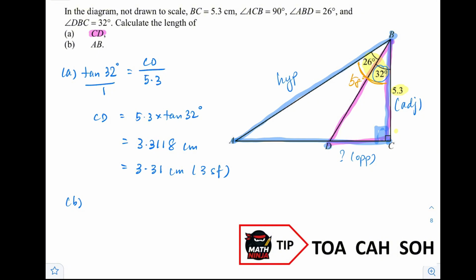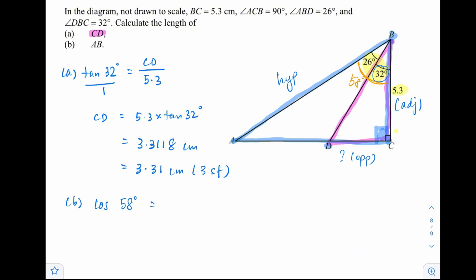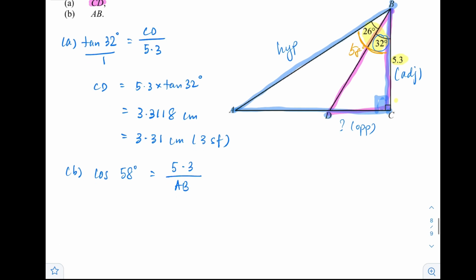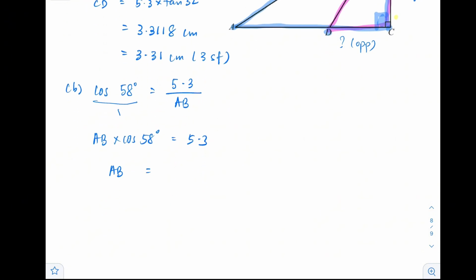So since we have the adjacent side, we want to find the hypotenuse, then we need to use our cosine ratio. So we have cosine of the reference angle, which is 58 degrees. Again, 58 comes from the sum of 26 degrees plus 32 degrees. So cosine of the reference angle equals the adjacent side 5.3 over the length of the hypotenuse, which is AB. So again, to find the length of AB, we simply cross multiply. AB times cosine 58 equals 5.3 times 1.